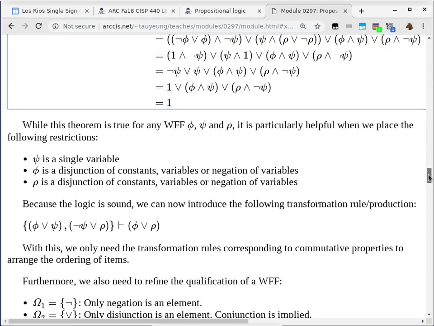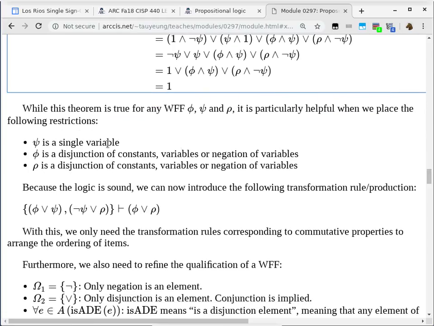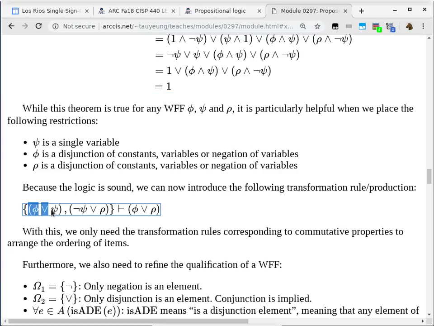Now we are also going to change the rules a little bit here. We basically need to make sure that psi is a single variable. We need to make sure that phi is a disjunction of constants, variables, or negations of variables, and rho is the same thing. And then we can do the inference rule in here. Anytime you can see an expression that looks like this, and you can also see an expression like this, both being known to be true, then we know this expression is also known to be true.